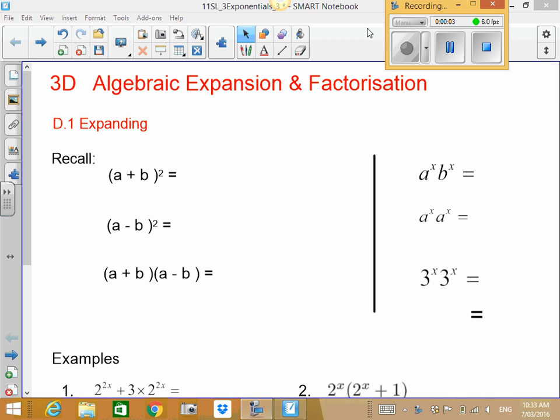Year 11. In this lesson we're going to look at algebraic expansion and factorisation. Remember that expanding and factorising are opposite operations.